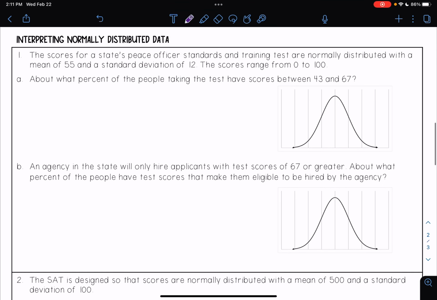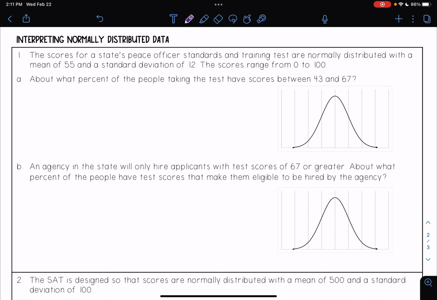Okay, so number 1 says the scores for a state's peace officer standards and training test are normally distributed with a mean of 55 and a standard deviation of 12. The scores range from 0 to 100. About what percent of the people taking the test have scores between 43 and 67?